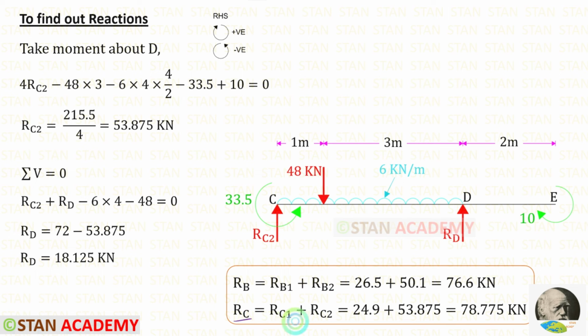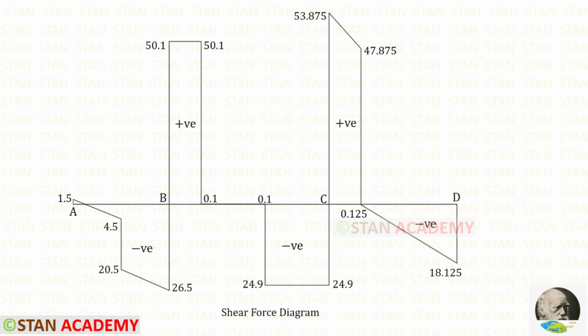To find RC, we have to add RC1 and RC2. When we add both of them, we will get 78.775 kN. Here you can see the shear force diagram.